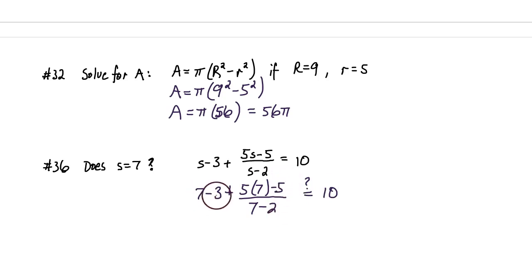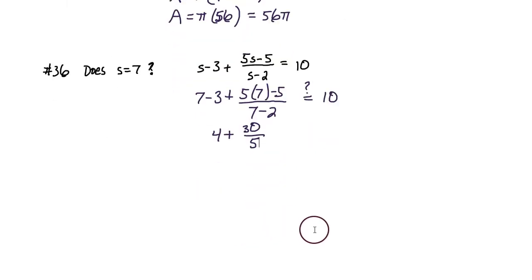Out at the beginning, 7 minus 3 is 4. Now let's figure out the numerator of the fraction. 5 times 7 is 35. 35 subtract 5 is 30 on the top of that fraction. Let's get the denominator of the fraction, 7 minus 2. That makes 5. This is equivalent to 40 plus 6, because 30 divided by 5 is 6. And notice 4 plus 6 is in fact 10. So we're able to answer this question, yes.